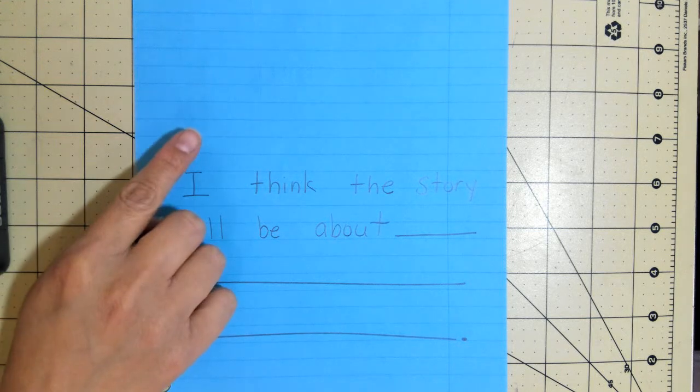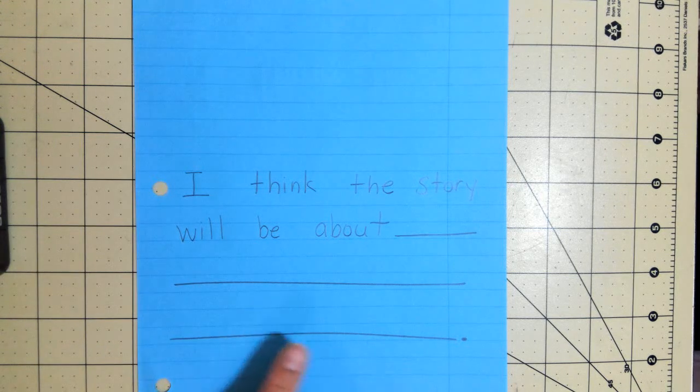I want you to draw a picture, and I want you to write a sentence about what you think the story will be about. Then you can send me pictures to Class Dojo, Google Classroom, or to my email.